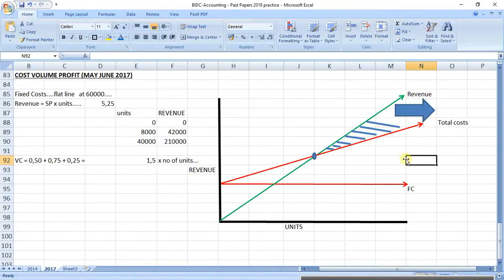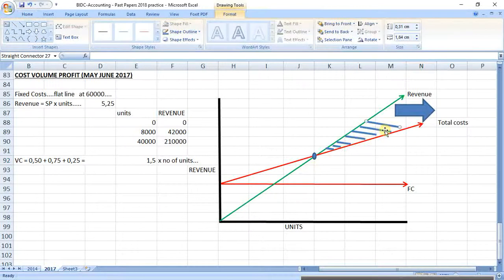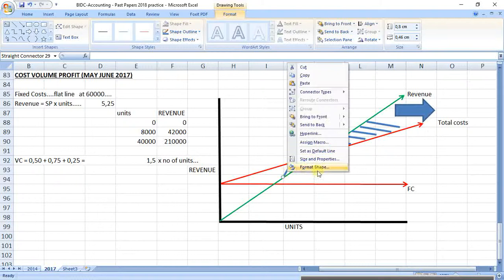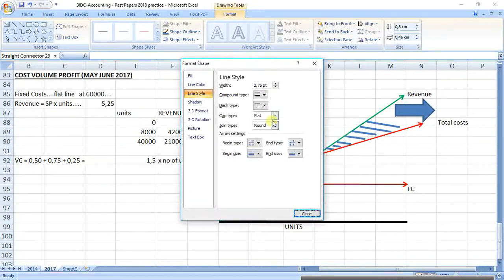Right, what else did they say? So we've done that. Clearly identify the area of profits. Okay, the area of loss. Then that's the opposite. Area of loss is this area. Okay, so then do that for this side at the bottom here. That's the loss-making area.